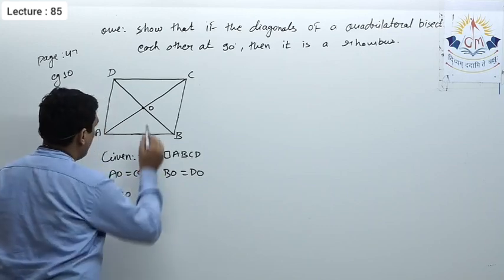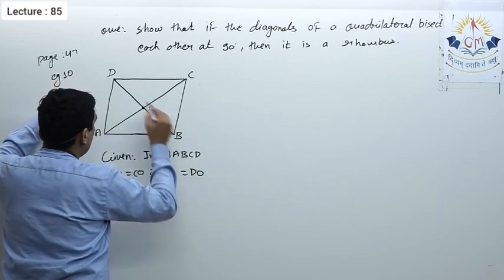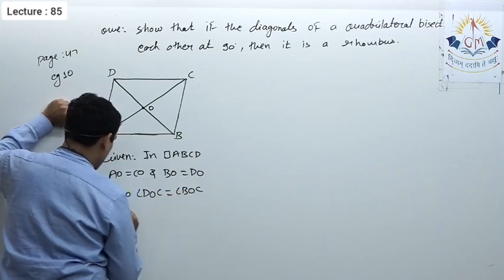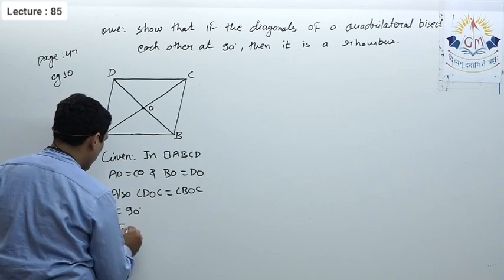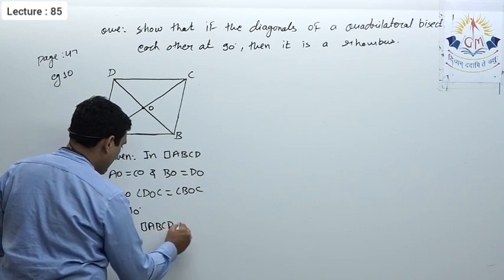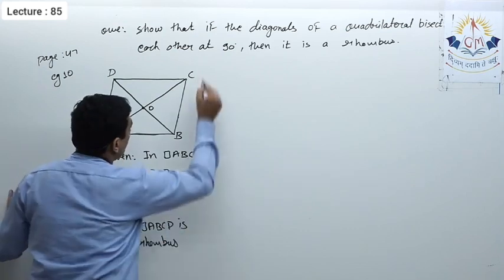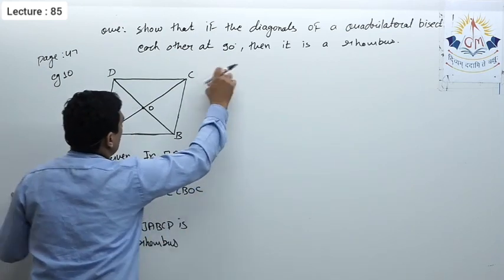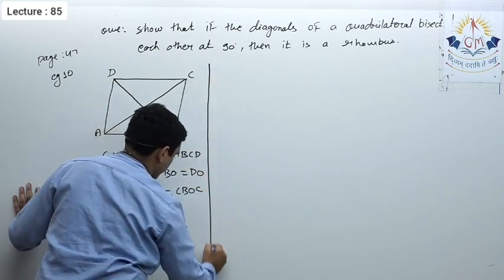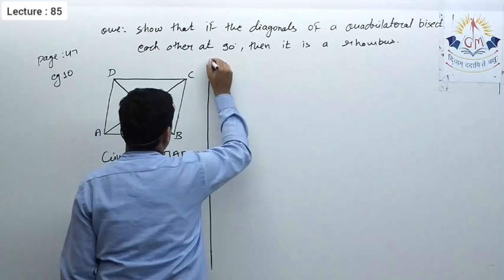So let us see how to prove this. Here AO equal to CO, BO equal to DO. Also angle DOC is equal to angle BOC, which is 90 degrees. What I have to prove is that quadrilateral ABCD is a rhombus. Okay, so let us start its proof.